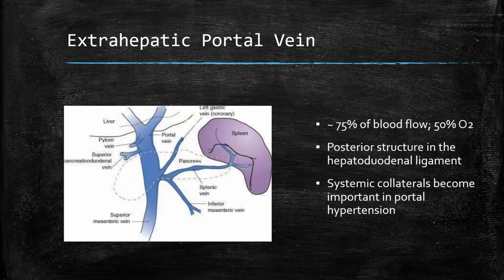The extrahepatic portal vein brings about 75% of the blood flow to the liver and roughly 50% of the oxygen. Of course, the job of the portal vein is to bring absorbed nutrients from the gut straight into the liver for processing. The portal vein is formed underneath the neck of the pancreas here from the junction of the superior mesenteric vein and the splenic vein. We will have much more to say about the portal vein next week when we talk about portal hypertension.